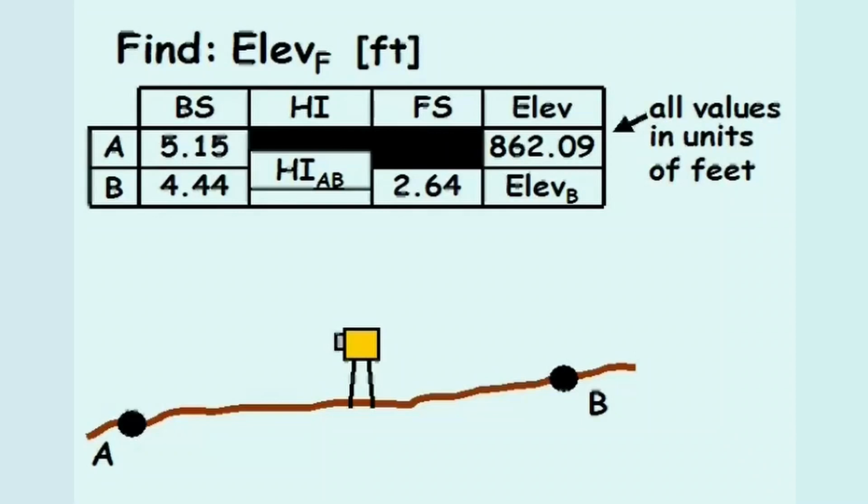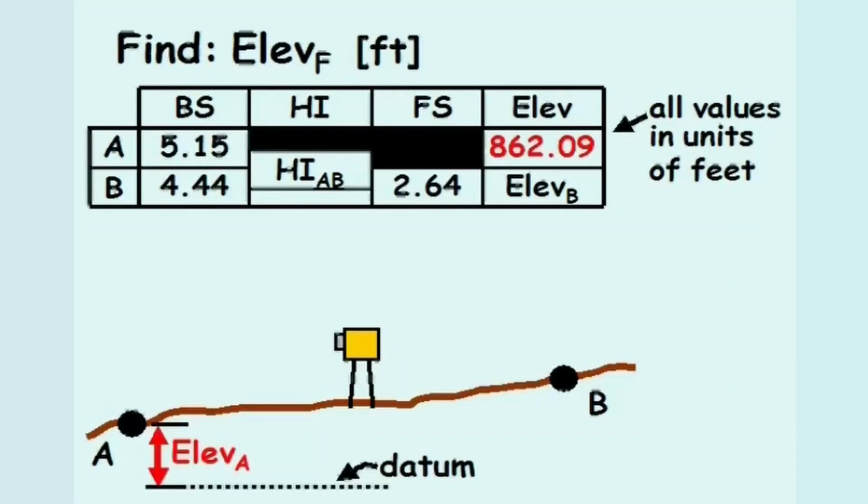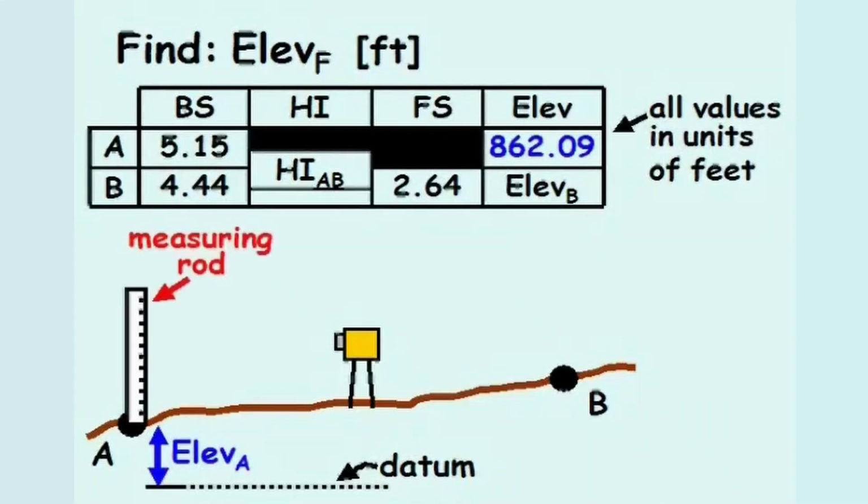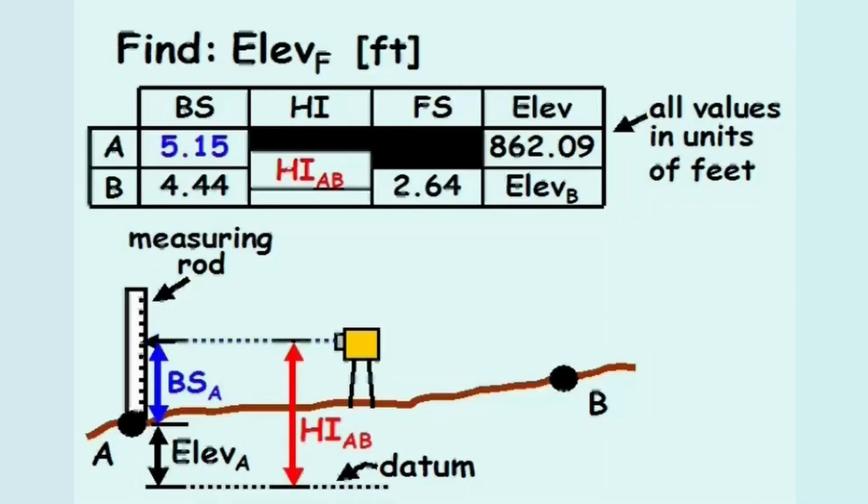From the problem statement, we know the elevation at point A equals 862.09 feet. If we place the measuring rod at point A and take a level reading from the instrument to the rod, the backsite distance for point A is the vertical length from the ground up to the sighted location on the rod. As mentioned before, the height of the instrument AB is the vertical distance between the datum and the elevation of the line of sight.